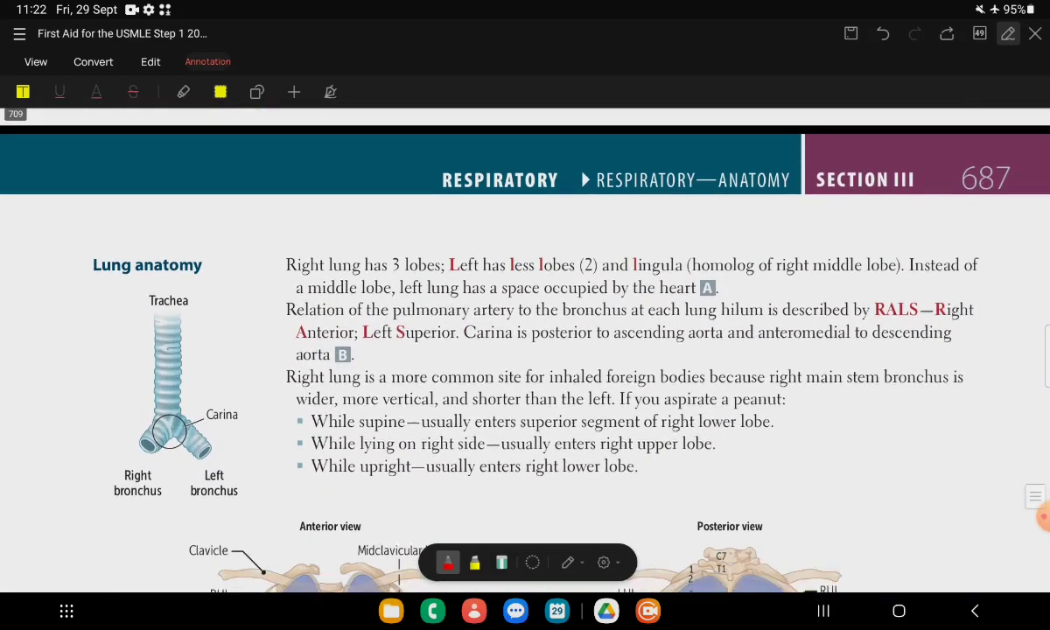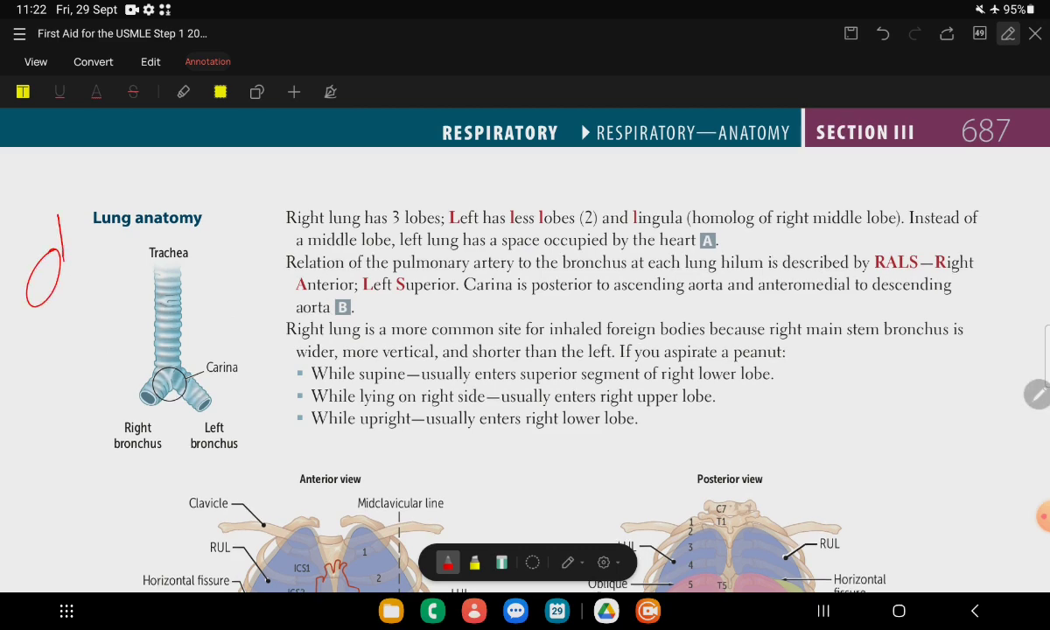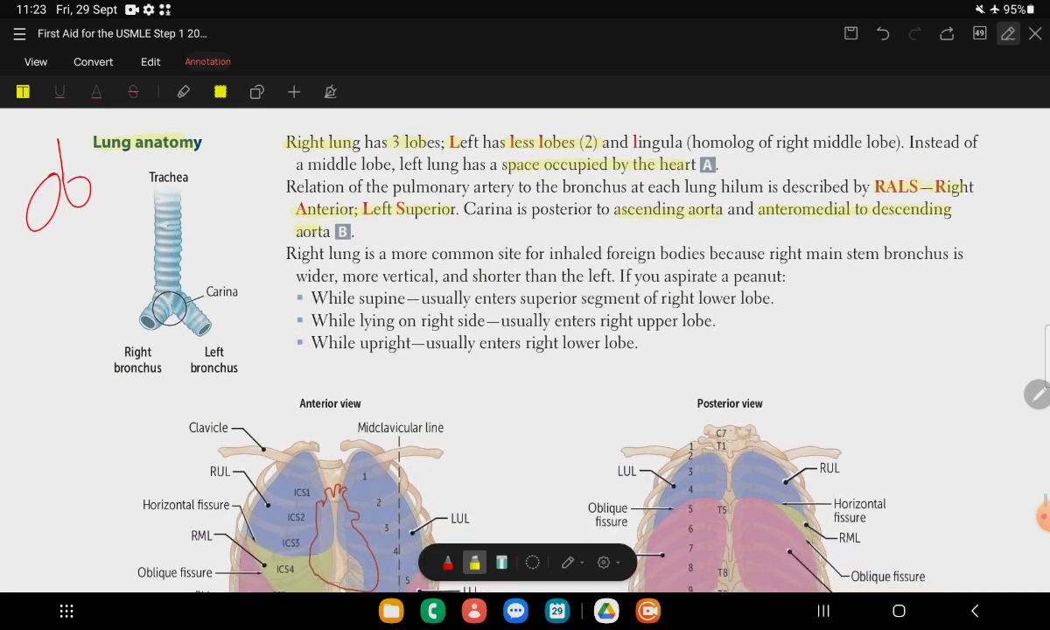Now next is lung anatomy, the lung as a gross organ, when you talk about the whole lung. In lung anatomy, the right lung has three lobes, the left lung has two lobes, and the lingula is homologous to the right middle lobe. Instead of the middle lobe, the left lung has a space occupied by the heart. Now the relation of the pulmonary artery to the bronchus at each lung hilum is described by RALS: right anterior, left superior. The carina is posterior to the ascending aorta and anterior to the medial descending aorta. So basically it is the middle part.